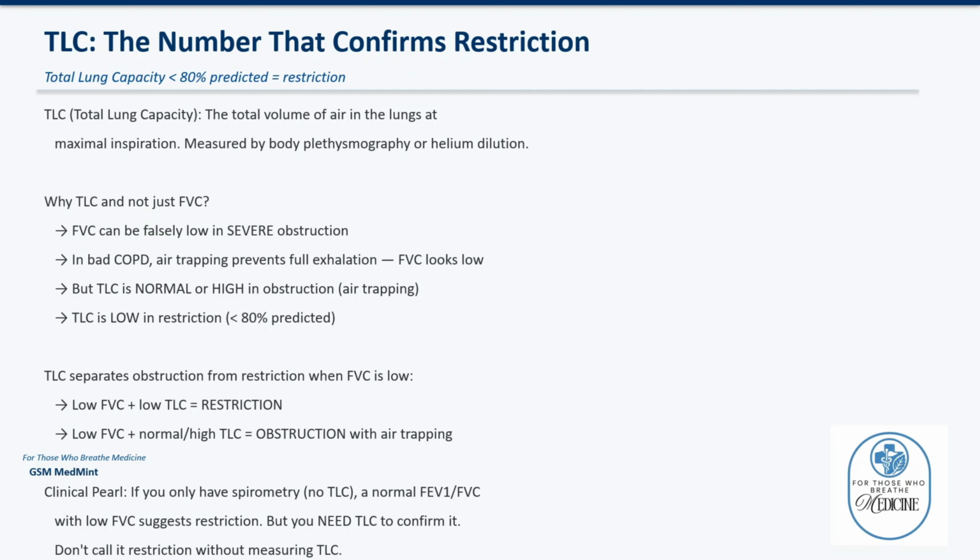The total lung capacity is the total volume of air in the lungs at maximal inspiration. It is measured by body plethysmography or helium dilution, not by spirometry. Spirometry gives you FEV1 and FVC. So to get the total lung capacity, you need full lung volumes.